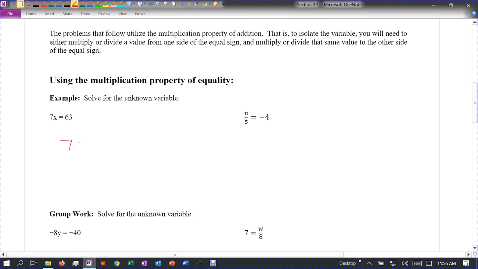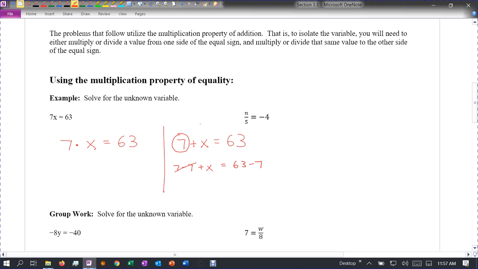Alright, so now in this first problem, what I want you to realize is that we have 7 times x equals 63. Now this is very different than this problem, 7 plus x equals 63. If we were doing the problem on the right, we would subtract 7 on both sides, right? We would say, okay, need to get rid of that 7, so I'm going to do 7 take away 7 plus x, and then 63 take away 7. That way these 7's cancel.